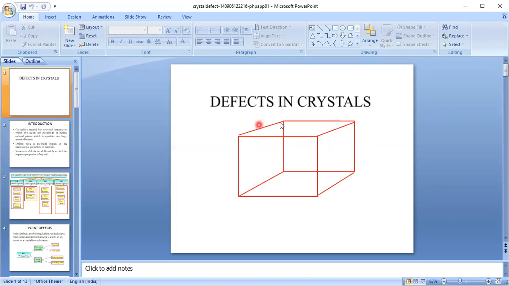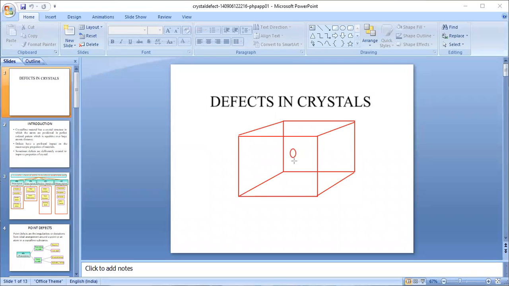For the 8 corners of the unit cell, one atom will be present. This is one corner, this is one corner. In the same way, for all the corners, you can see 8 atoms. But for body-centered cubic, other than the 8 corners, there is one atom at the center of the cube. That type of unit cell we call a body-centered cube.